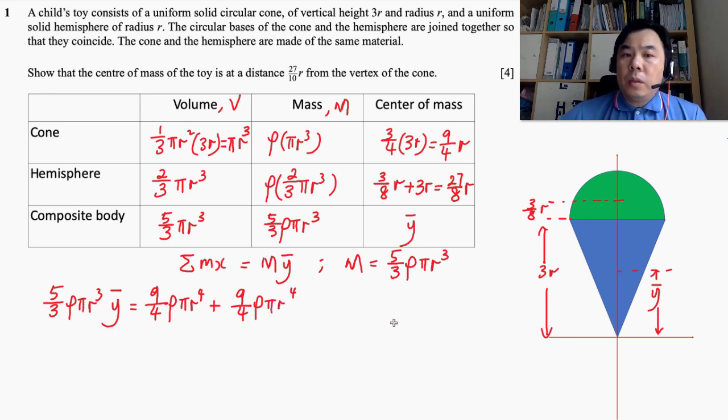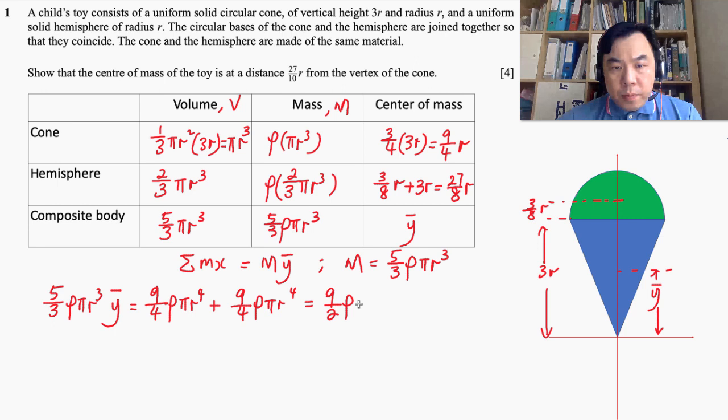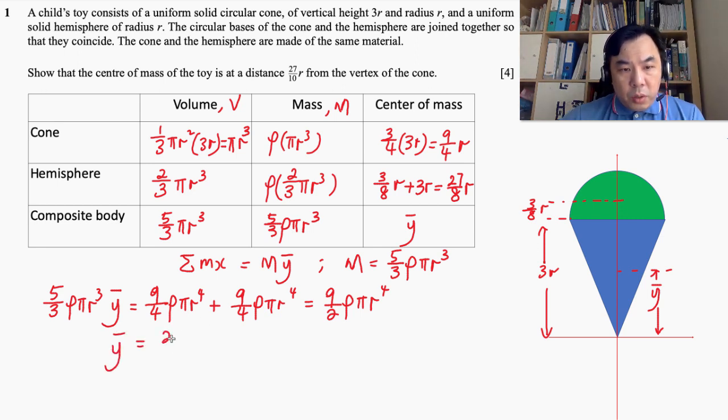All right, so there you have it. And then from here onwards, we can simplify it further. So that will be like 9 over 2 in this case. Okay, and then by simplifying that, we will be able to reach these conclusions, 27 over 10 R.